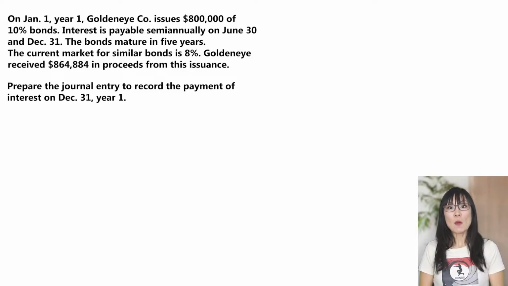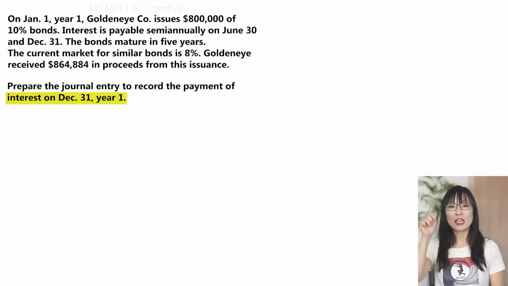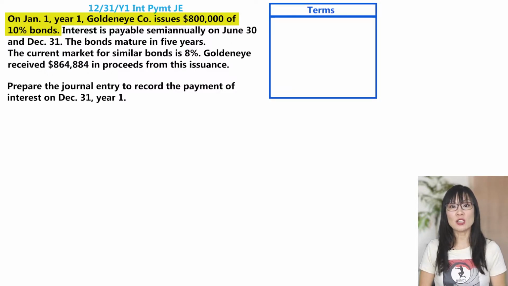Start with the question. Prepare the journal entry to record the payment of interest on December 31st, year 1. Make a note on the top of your board. On January 1, year 1, GoldenEye issues $800,000 of 10% bonds. This is a bond problem. Let's start by noting the basic terms. We just read that the face is $800,000 and the stated rate is 10%.